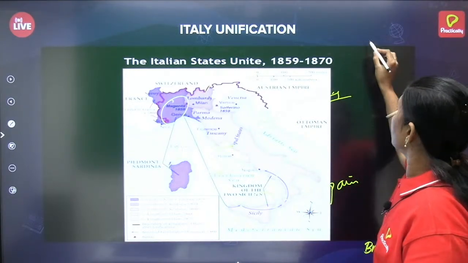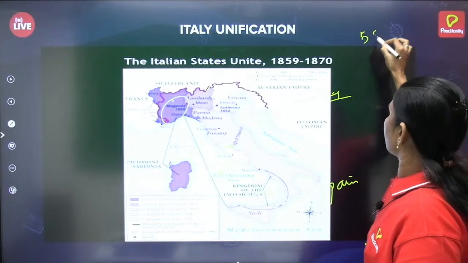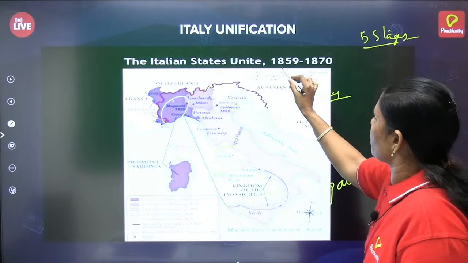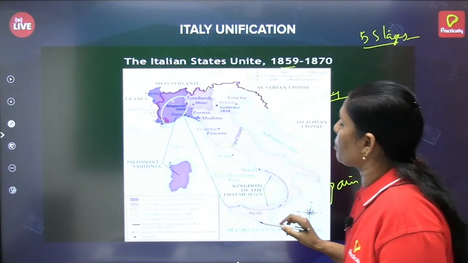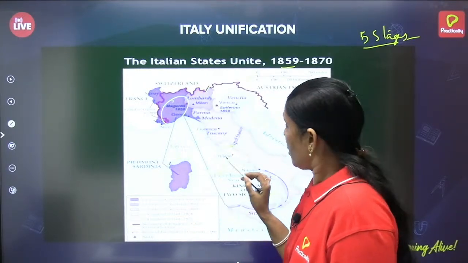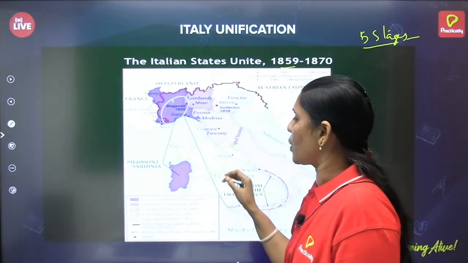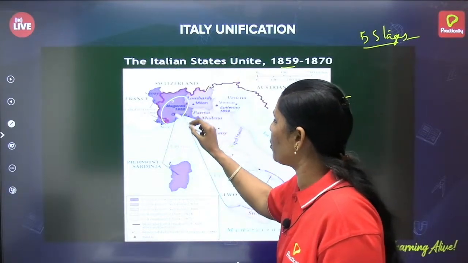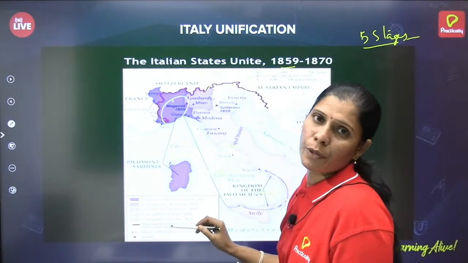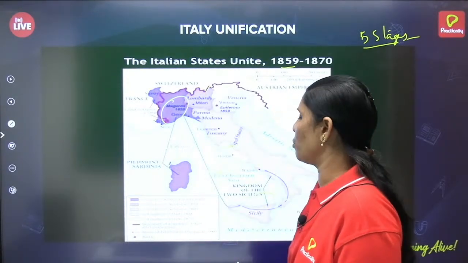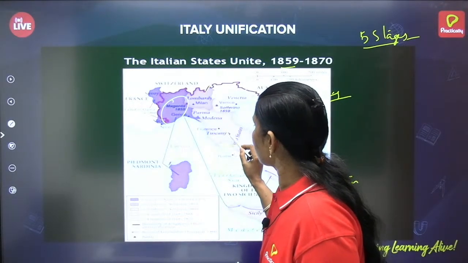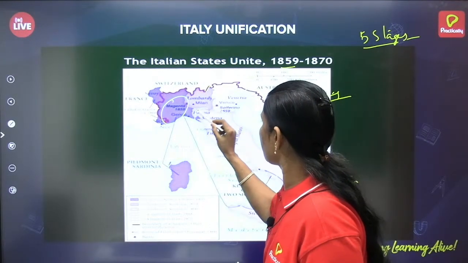The unification went on in 5 stages. You should note these 5 stages. Stage 1 is Sardinia and Piedmont, which was the first beginning. We call it Sardinia and Piedmont, and it started its journey of unification. Count Cavour was the main person who led this movement. He began with Parma, Modena, and Tuscany, which were under some client kings.